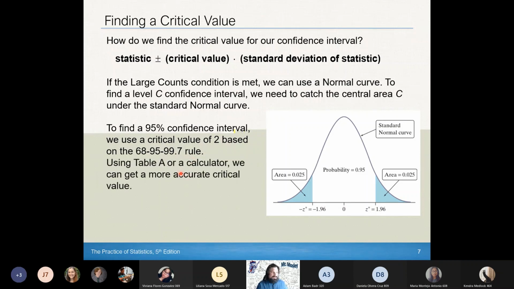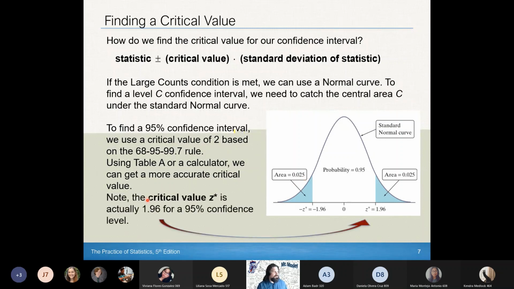However, using table A or a calculator, we can get a more accurate critical value. Using table A, we'll get a z-score of negative 1.96 to the left and positive 1.96 to the right when we find the area of 0.025 on the interior of the table. Note the critical value z star is actually 1.96 for a 95% confidence interval.